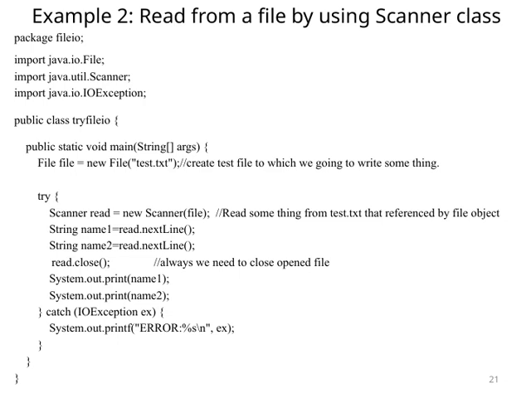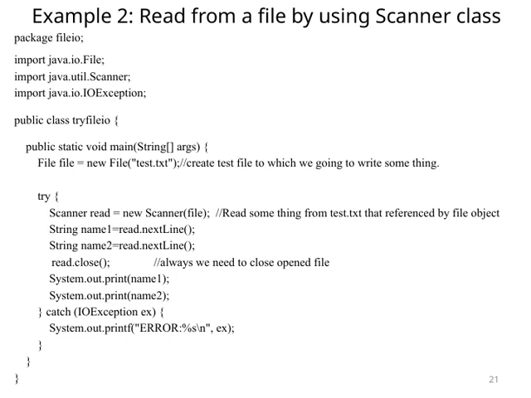Let's take a closer look at this example, where we read data from a file using the Scanner class. First, notice that we create a File object pointing to a .txt file. This is the file we want to read from, and it's important to ensure that this file exists in the correct directory. Then, inside the try block, we initialize a Scanner object called read, passing the file object to it. This allows us to read the contents of the file easily.